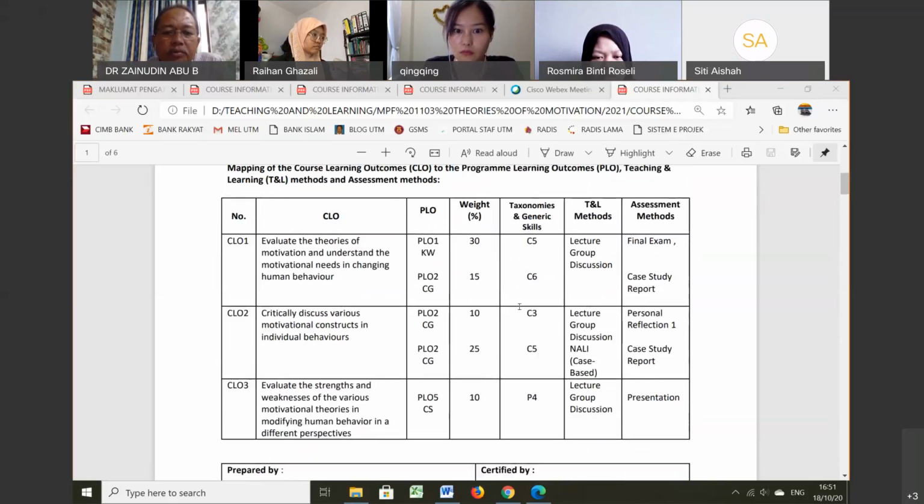Now look at the course learning outcomes. Number one, evaluate the theories of motivation and understand the motivational needs in changing human behavior. So the first one, like I said, we try to understand ourselves, our own behavior. Why are we behaving in this way? Why are we not behaving in that way? So we try to understand that.